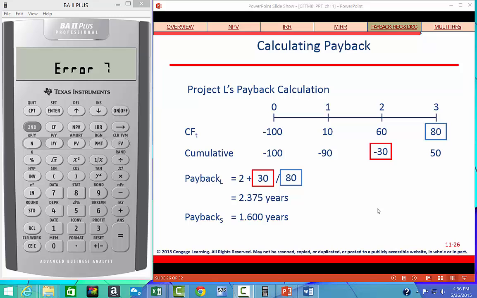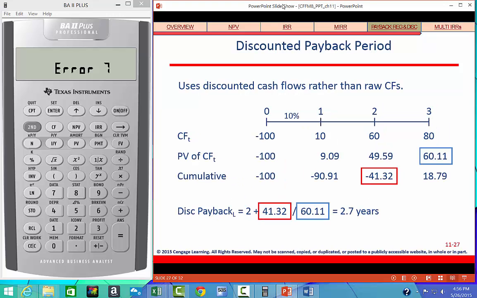One of the weaknesses is that this doesn't take into account the present value of the cash flows. There's no discounting of cash flows that occurs, and that's one of its big weaknesses. And so that's why the next slide says discounted payback. They've taken each of these dollar amounts and made them a discounted or present value. So $10 discounted back one time period is $9.09. $60 discounted back two time periods is $49.59, and then we have the $80 discounted back 3 time periods.